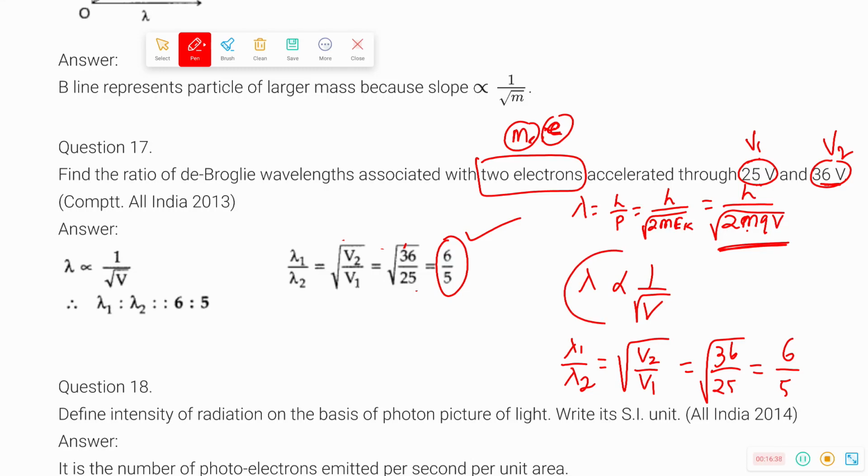If you remember the concept, I told you the de Broglie relation. How many times I wrote this? Many times I am writing the same thing, because it's very important. You should focus on that. So the answer is 6 by 5.